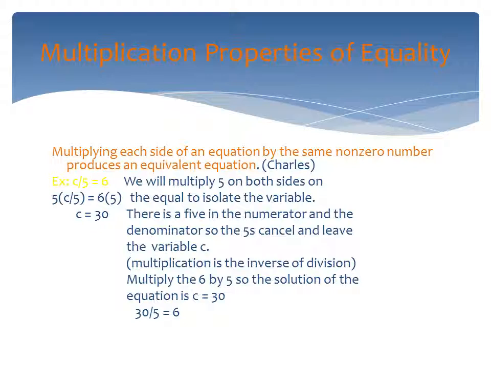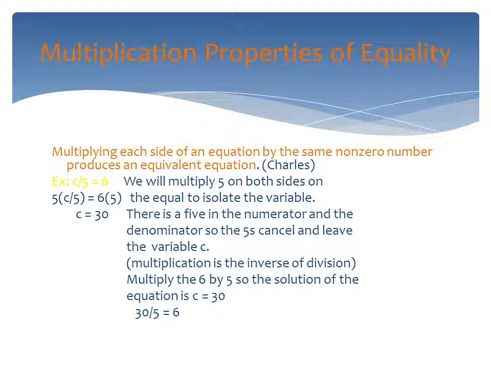Example: c divided by 5 is equal to 6. We will multiply by 5 on both sides of the equal sign to isolate the variable. There is a 5 in the numerator and a 5 in the denominator, so the 5's cancel and leave the variable c. Multiplication is the inverse of division.